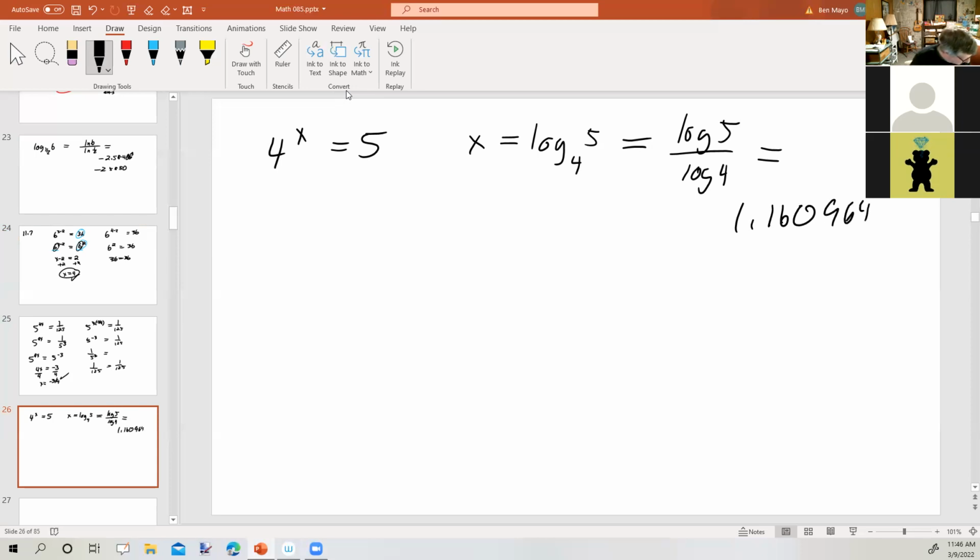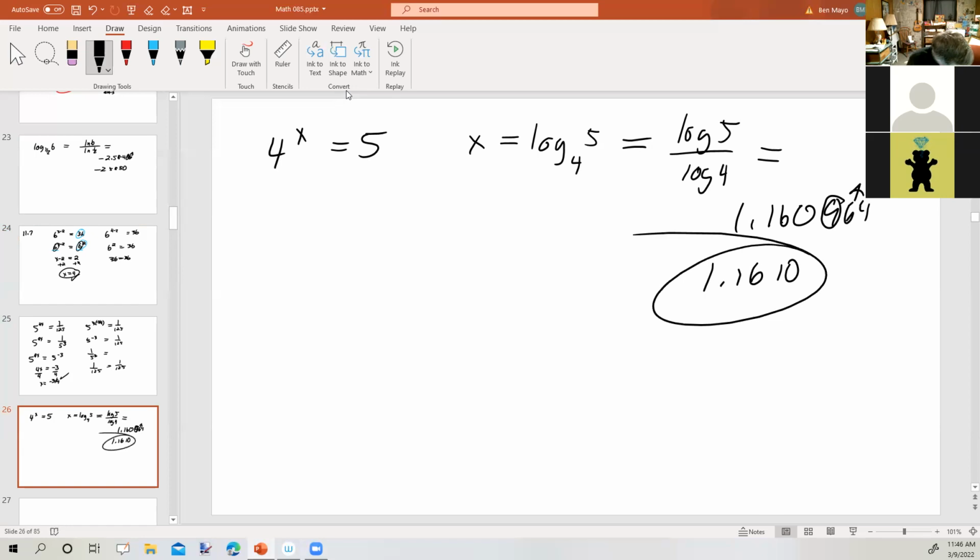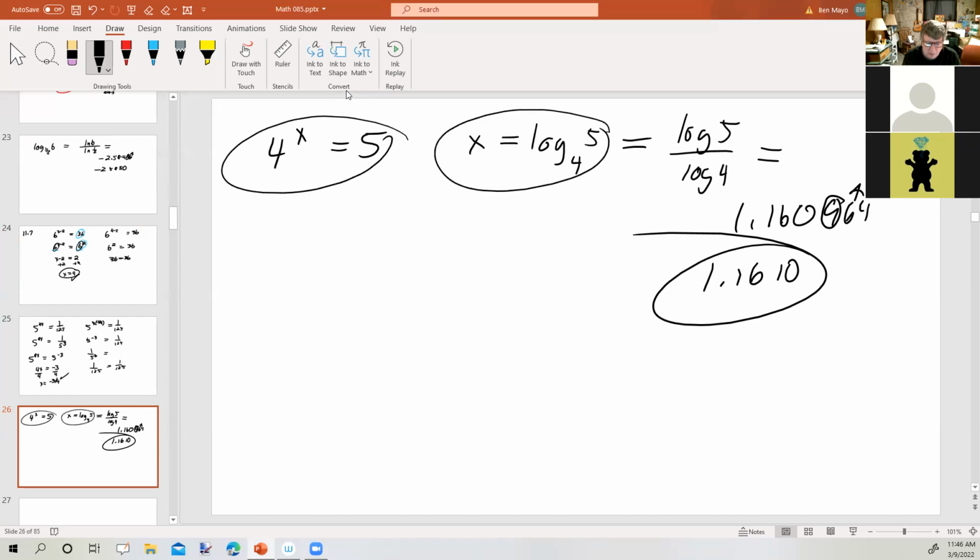1.160964, et cetera, and it says round to 4 decimal places, the 6 would round up, so we're going to get that. That is our answer. So what did I do? I changed the exponential equation to a logarithmic equation and then used the change of base formula. Any questions about that problem?